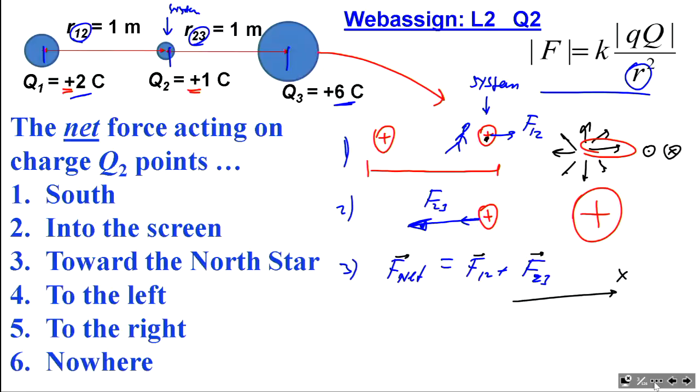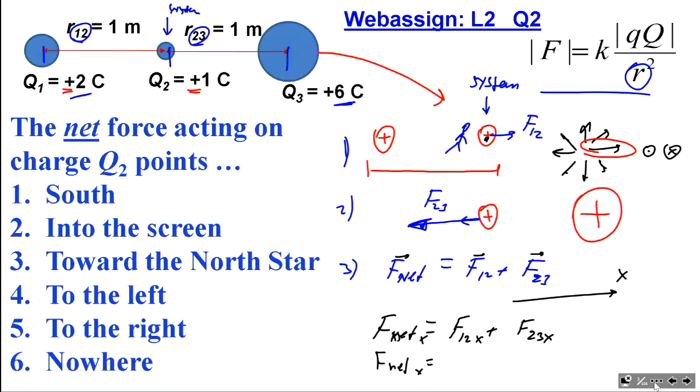Next step, we draw the x-axis. Relative to this axis, the same expression now becomes an expression between components. And now, finally, we can start using magnitudes.